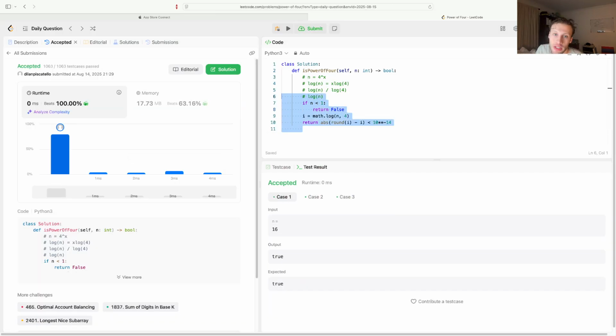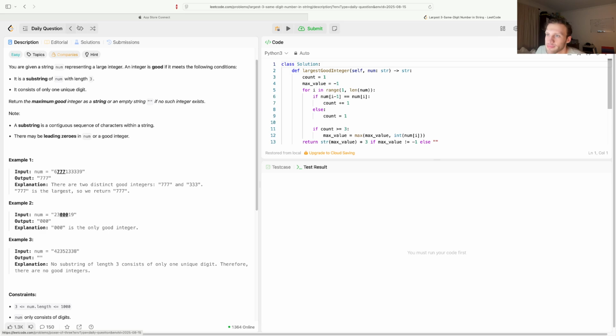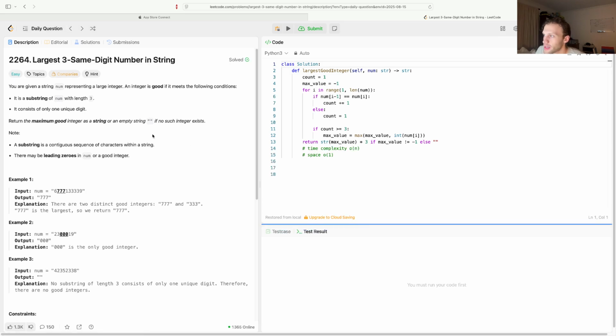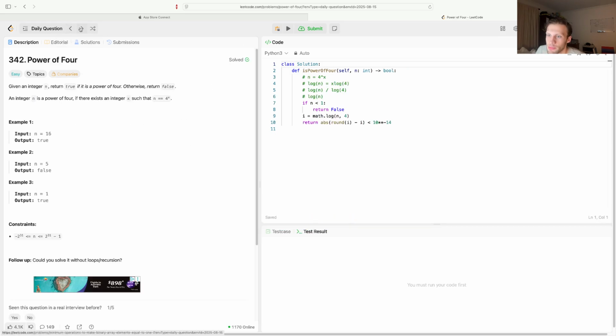Super clean. We've had similar problems to this: we had base 2, we had base 3, now we have base 4. Hopefully we don't have 5 because this is getting repetitive. But it was a fun one. There are other ways to do it, and we went through them, but this is a nice easy solution. See you tomorrow.